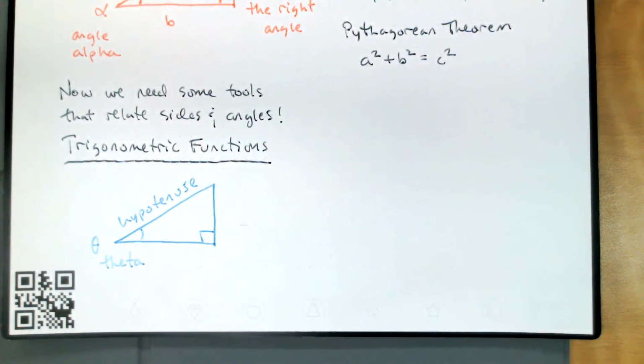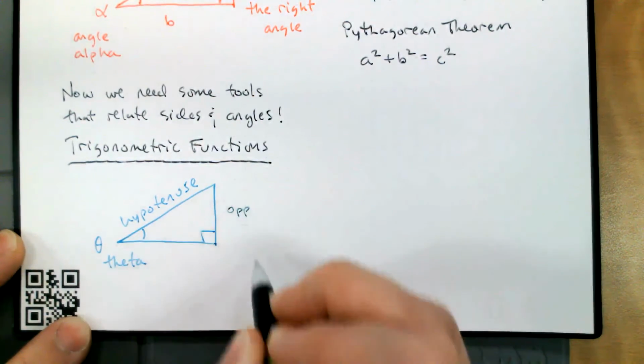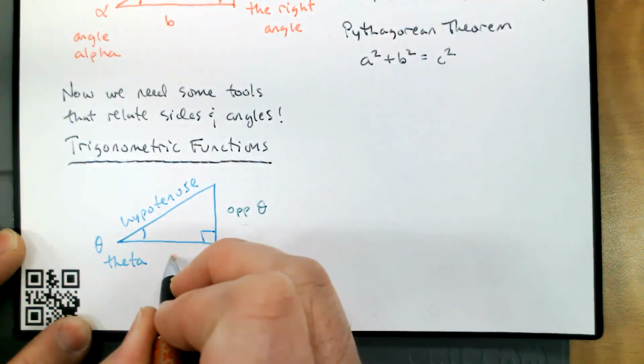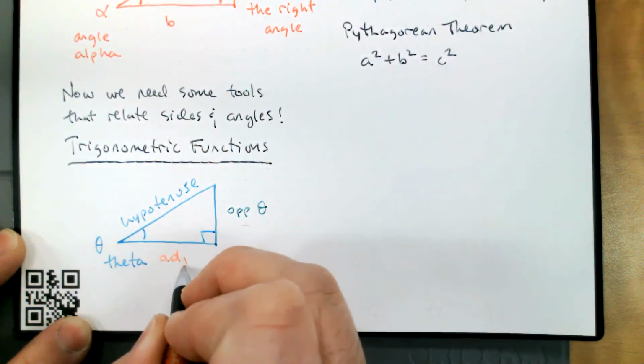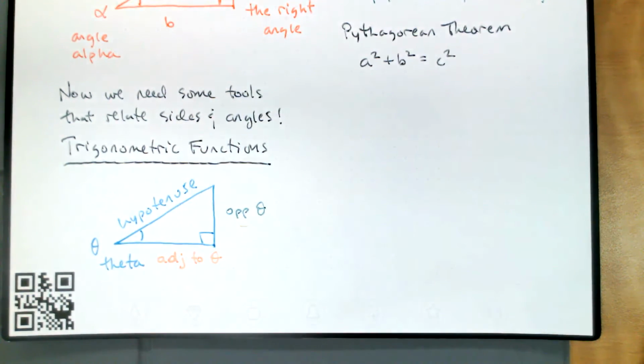So the angle is going to be theta. That's going to be one of the angles of our right triangle. And then we're going to assign names to the other two sides. There's going to be a side opposite theta and a side adjacent to theta. So here's the side opposite theta, and the bottom side is adjacent to theta. So the three sides of our triangle relative to one of the angles are going to be opposite, adjacent, and hypotenuse.